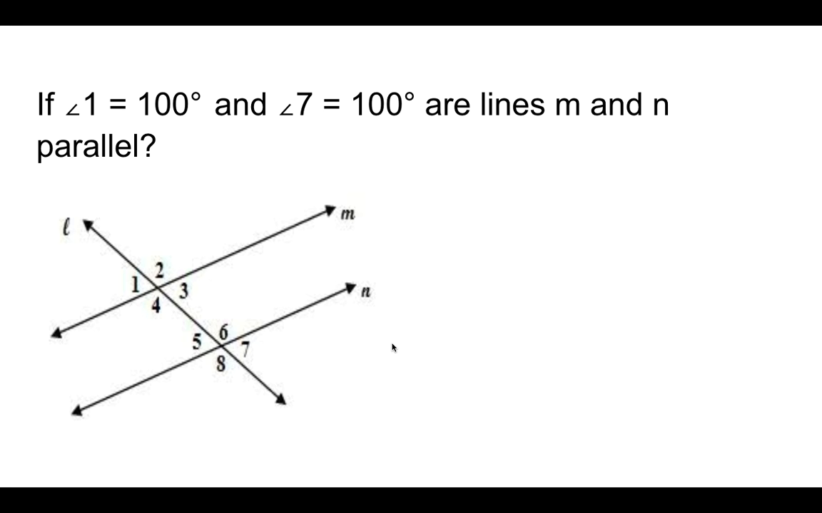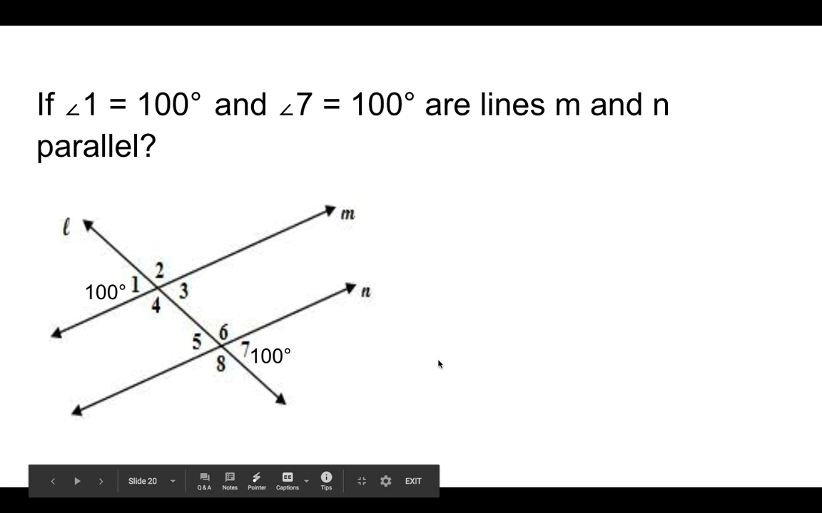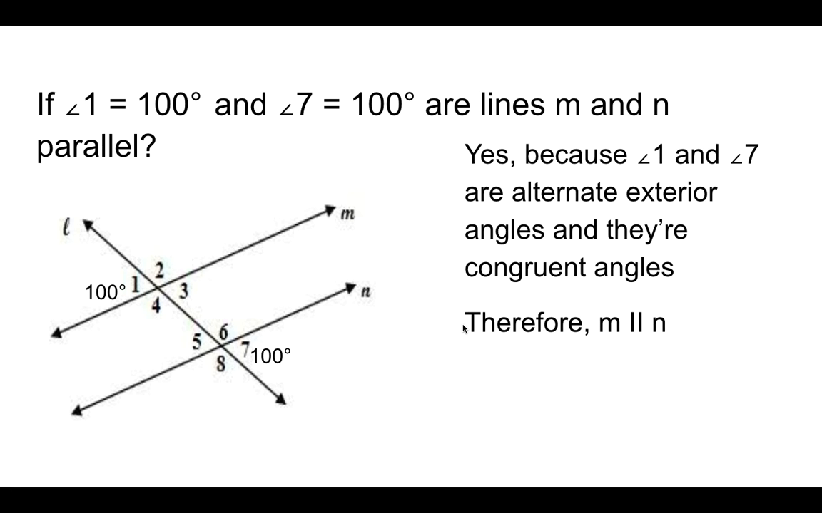Okay, this example, if angle 1 is 100 degrees and angle 7 is 100 degrees, are lines M and N parallel? So again, first thing, I'm always going to just mark it in my image. 1 is 100 degrees, 7 is 100 degrees. And if I look and see, 1 and 7 are both outside of my lines, and they are diagonal from one another, so they are in fact alternate exterior angles, and because they are congruent, I can state that M and N are parallel.